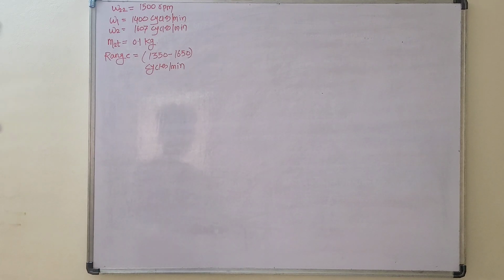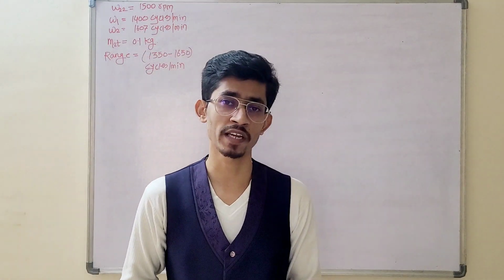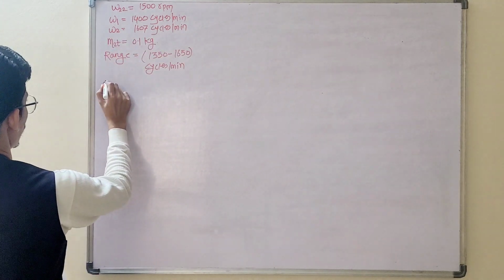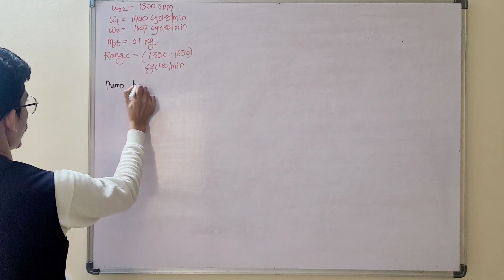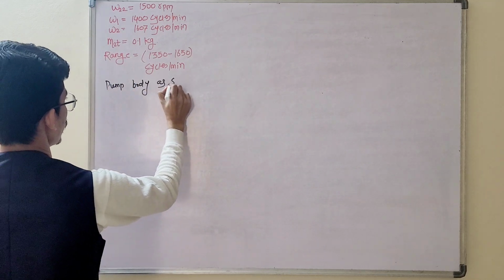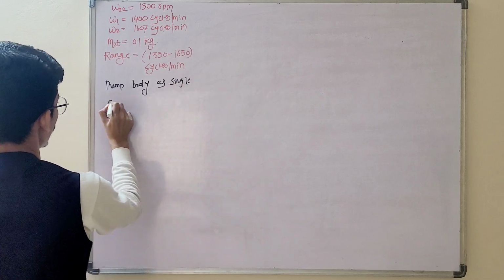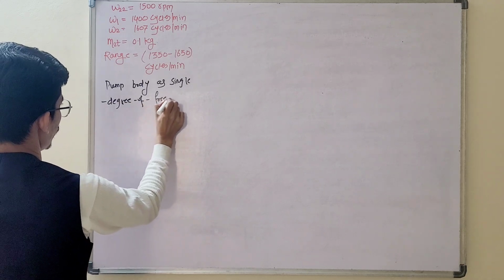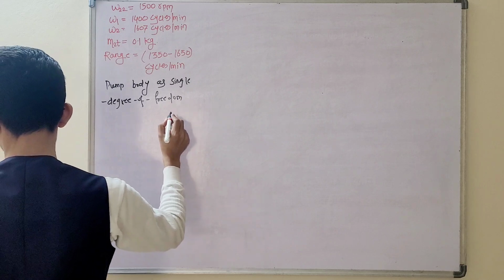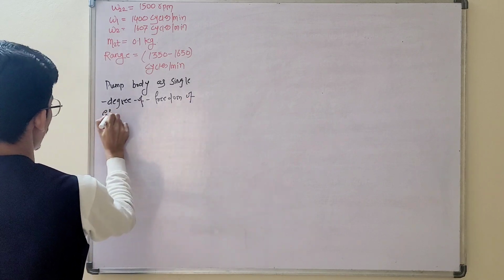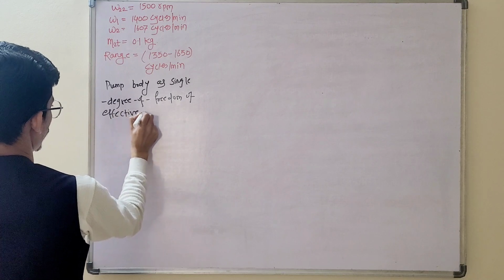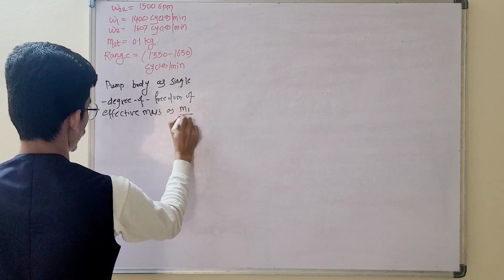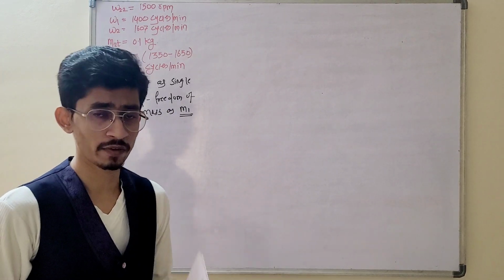So we are treating our pump body on a spring as a single degree of freedom system of effective mass m1. Okay, and this is the given data. You can look here.